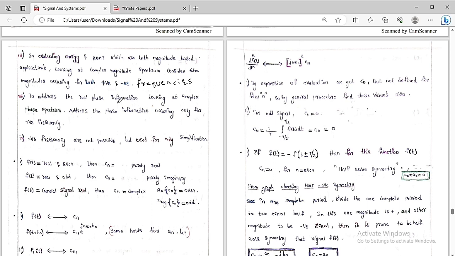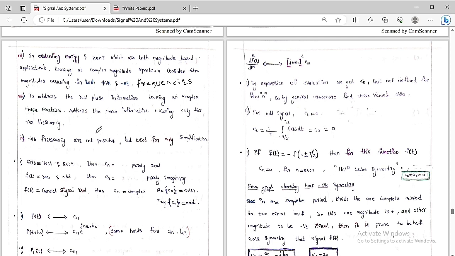In simple words I can say like this: whatever the phases occurring at the positive frequencies, only these phases you have to utilize while writing the trigonometric Fourier series. So in order to address the real phase information, looking at the complex phase spectrum, address the phase information occurring only for the positive frequencies.